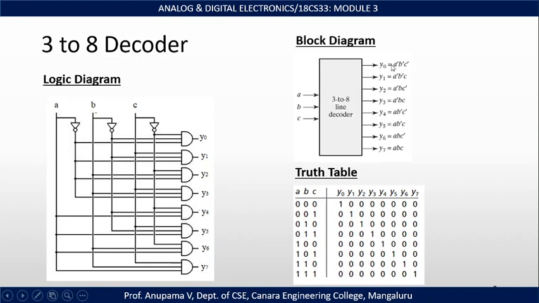That is, Y0 is equal to A bar B bar C bar, Y1 is equal to A bar B bar C, Y2 is equal to A bar B C bar, Y3 is equal to A bar B C, Y4 is equal to A B bar C bar, Y5 is equal to A B bar C, Y6 is equal to A B C bar, and Y7 is equal to A B C.